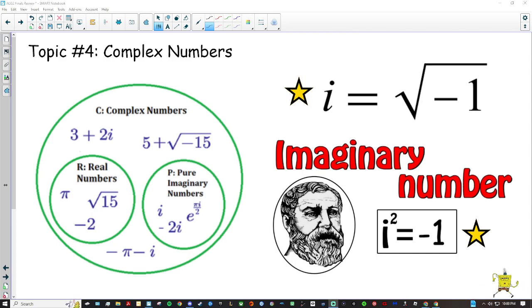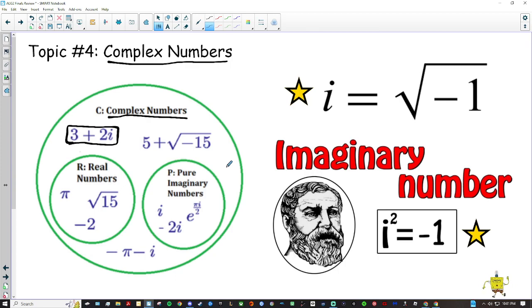Topic number 4 here for midterm reviews. We are talking about complex numbers. Now, remember, we have used some imaginary numbers. Our imaginary numbers are our numbers with our i. We have our real numbers, which are all the numbers we know and love. And we have complex numbers. Complex numbers are a mixture of both real and imaginary, like so. This has a real part, 3, and an imaginary part, 2i. Together, they create a complex number.